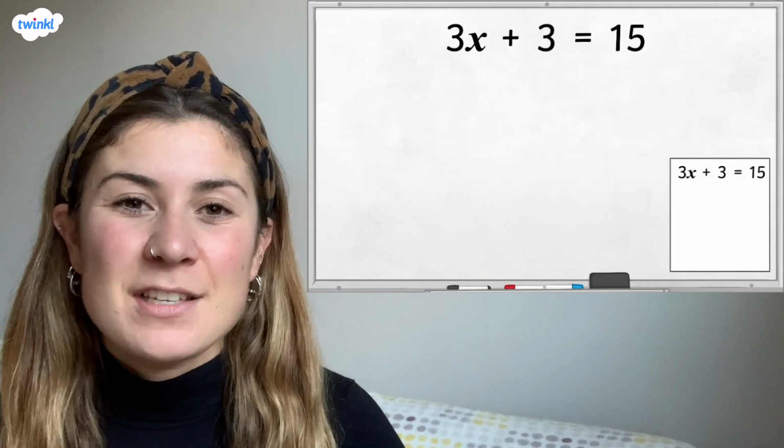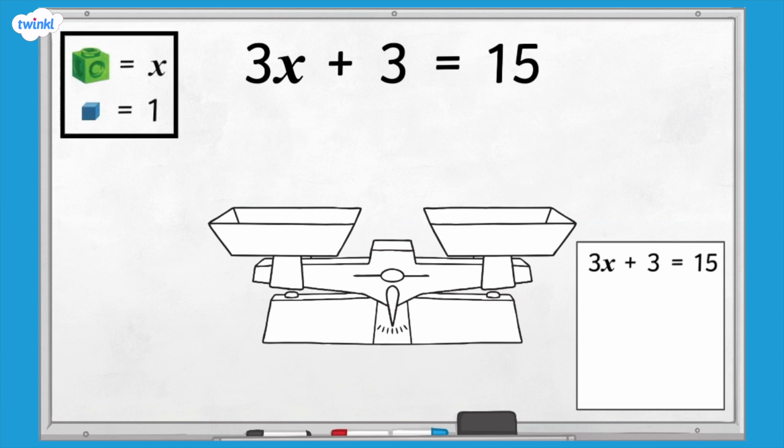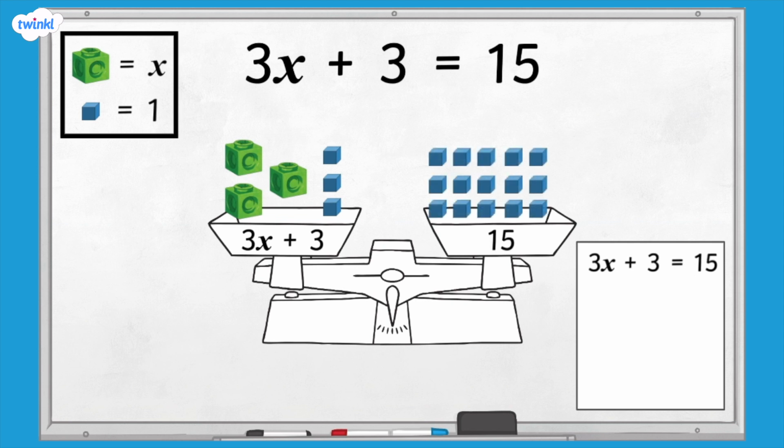Let's begin by looking at the equation 3x plus 3 equals 15. We can use balance scales to represent our problem because this will help us to keep both sides of the equation equal. We will use an interlocking cube to represent x and a base 10 ones cube to represent 1. 3x plus 3 goes on one side and 15 goes on the other. Remember, we can add, subtract, multiply or divide the cubes as long as we do the same to both sides.